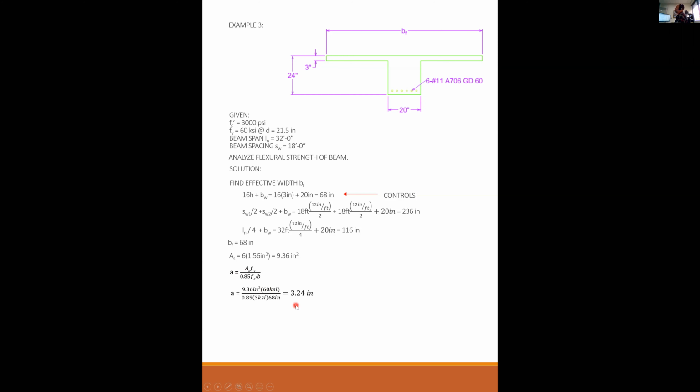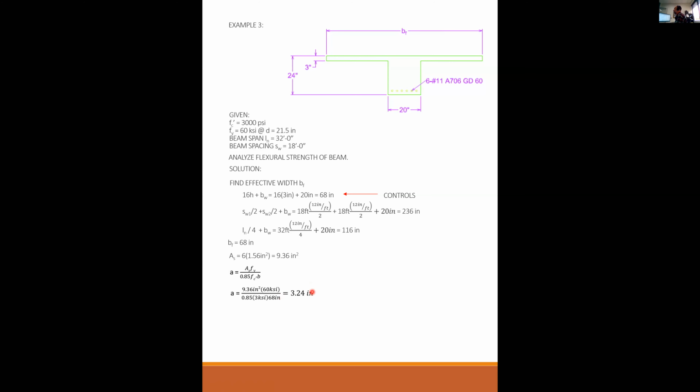gives me 3.24 inches. What is significant about 3.24 inches? It's bigger than your thickness. It is bigger than my thickness. Okay. This is where most students have the confusion. So I want to cover this slowly and clearly, that this is really where a lot of people get tripped up.